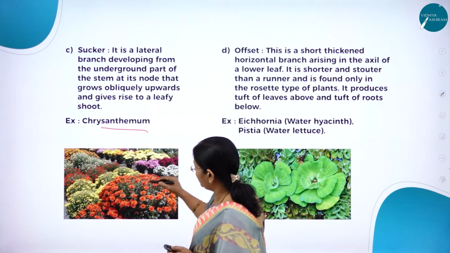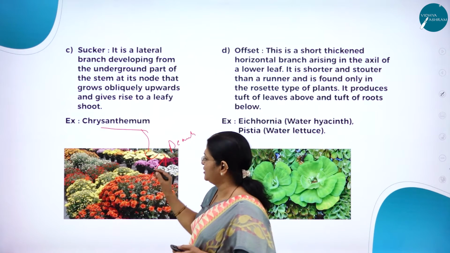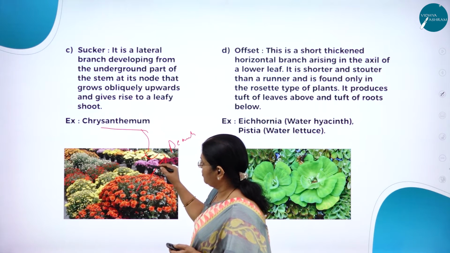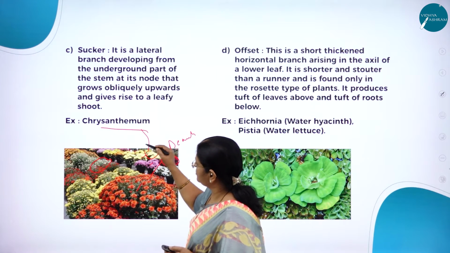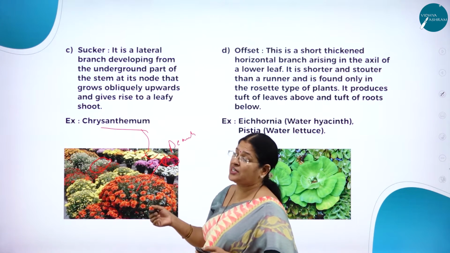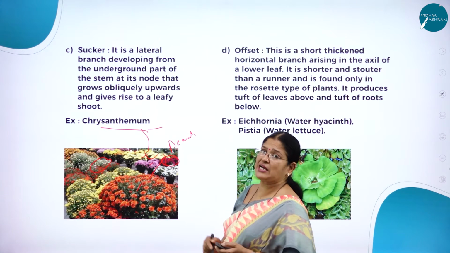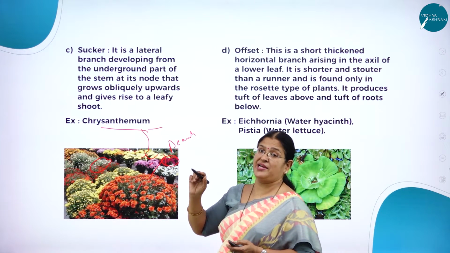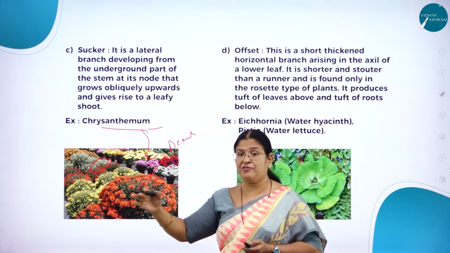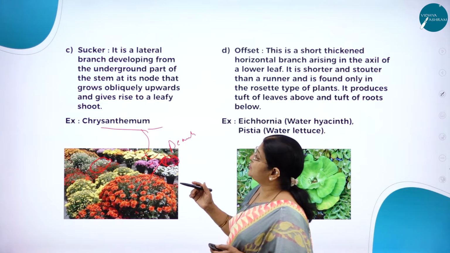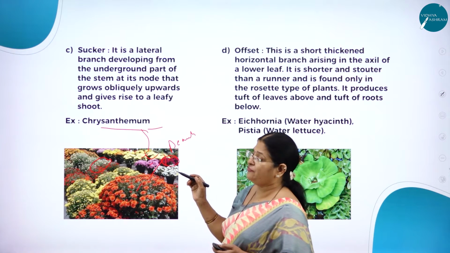Sucker. What is sucker? See here, you can see the beautiful picture of this chrysanthemum in different colors, right? You can see yellow, orange, pink, dark pink, and white also. All these differently colored chrysanthemums are a classical example for sucker. What is a sucker then? It is a lateral branch developing from the underground part of the stem at its node, and that grows obliquely upwards and gives rise to a leafy shoot.